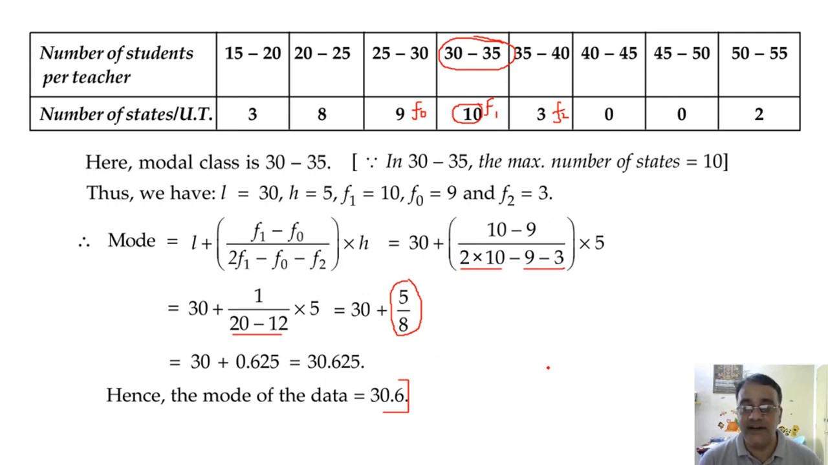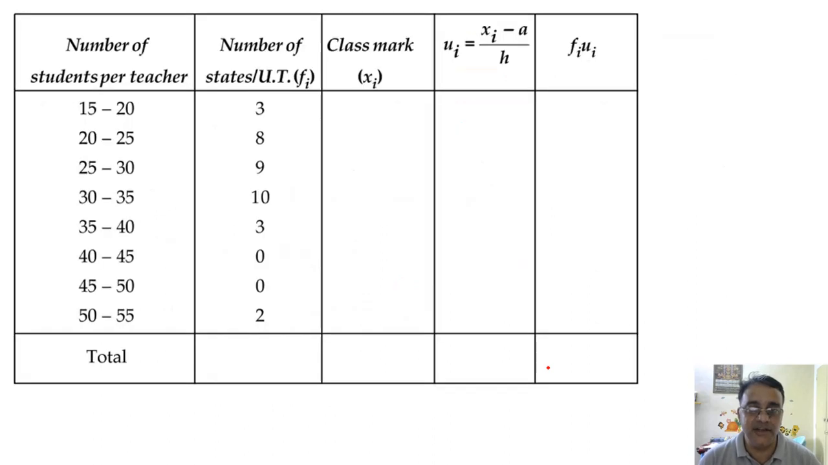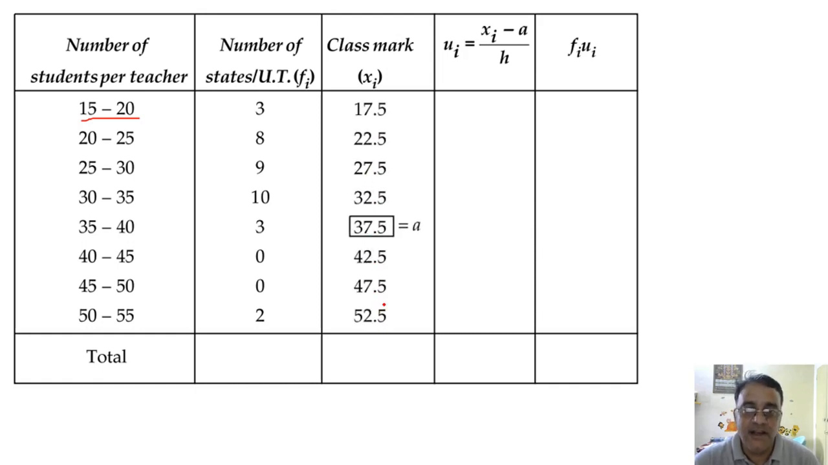Now we have to find the mean of this data. So the step deviation method we are going to use. All the class sizes are the same, that is 5, and the first class mark is 17.5. After that keep adding 5. Okay, and in between two numbers are there, and I took the greater number here.